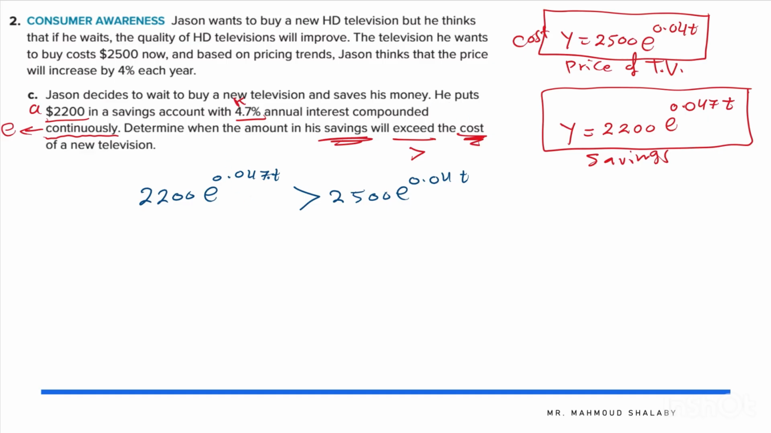What I will do here is the same as what we did in the previous question. I will take ln of both sides. Then after taking ln of both sides, we will split the question as long as we have it here.